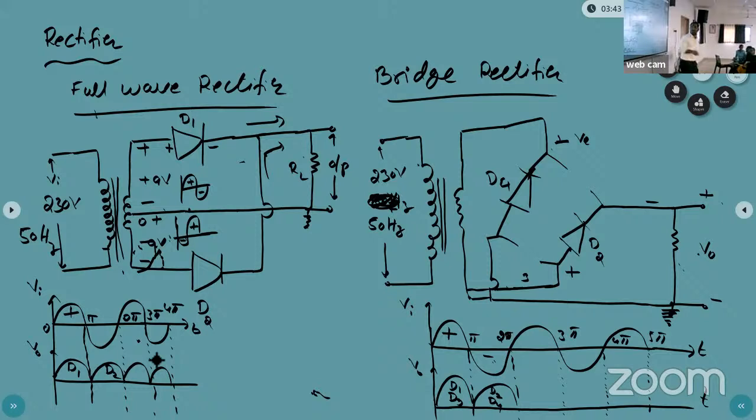In your syllabus you also have the bridge rectifier. Okay, so the same content is enough for your syllabus. And here some parameters are there. Those parameters we'll discuss, and then one more is the filter, the C filter, and the regulator. Only these two topics we'll discuss in the next class. Okay?